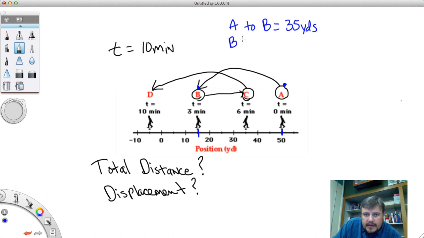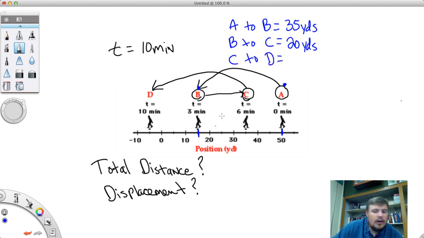Now we're going to calculate from B to C. Okay, B to C, we're going from the 15 yard all the way up to the 35 yard. That is 20 yards. Okay, and finally from C to D. Okay, we're going from the C marking, which is the 35-yard line, all the way to the D, which is down here, and this looks like it's -5 down here. Okay, so we're going from 35 down to the -5, which is 40 yards.